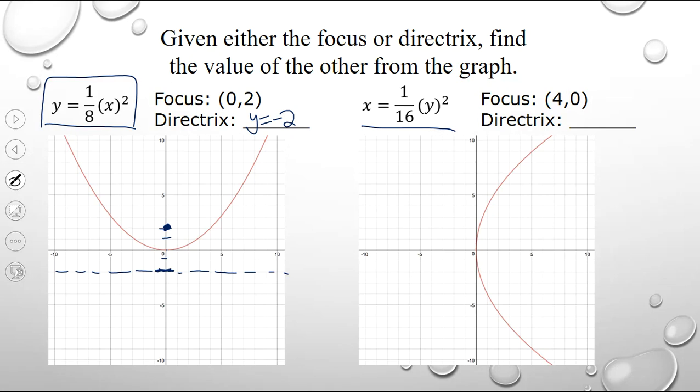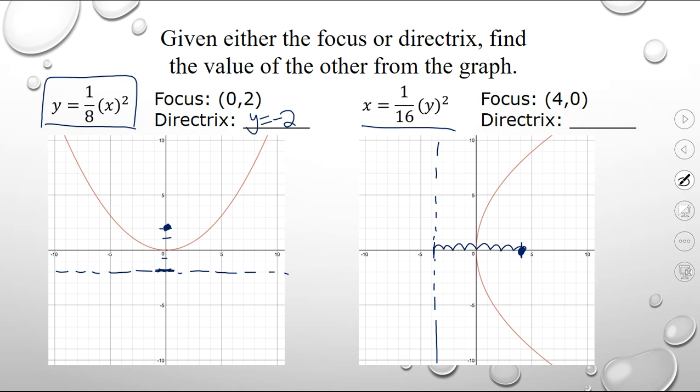All right, and it says its focus is at 4, 0. So its focus is right here at 4, 0. And I need to find the directrix. Well, using that information, knowing that this is 4 units away from the vertex, must mean the directrix is 4 units away from the vertex. So the directrix is going to be here. That's where the directrix is going to go. Notice I'm drawing it up and down, or vertically, because the parabola is facing sideways.